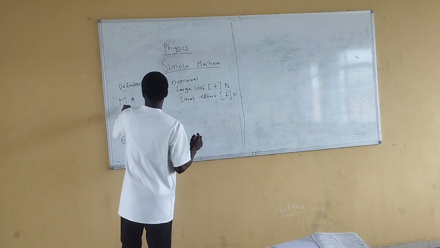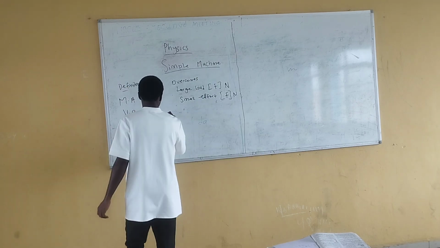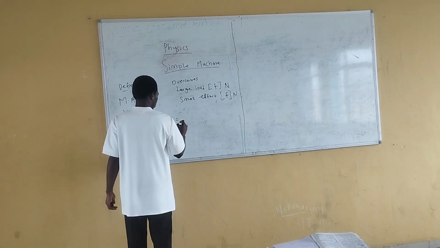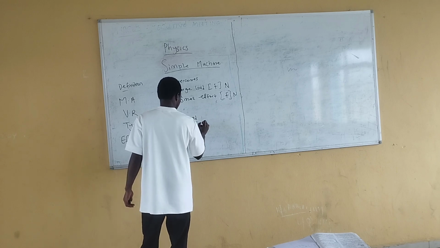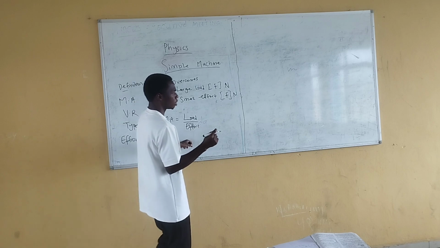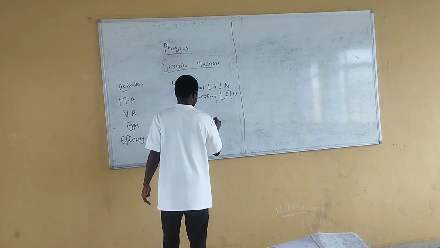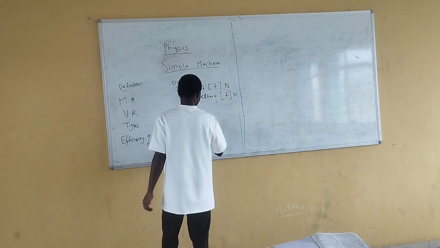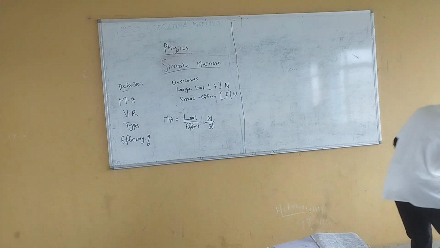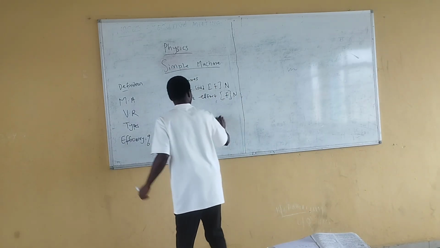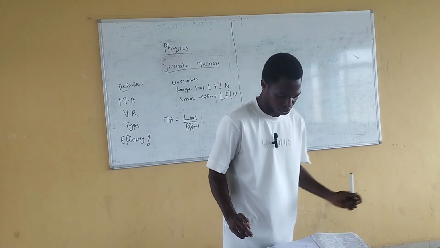That's why when we are talking about mechanical advantage, MA is equal to load over effort. If you want to do dimension for this, force, which is Newton, over force, it does not have a unit. That's the main thing I want to say. So note, mechanical advantage does not have a unit.